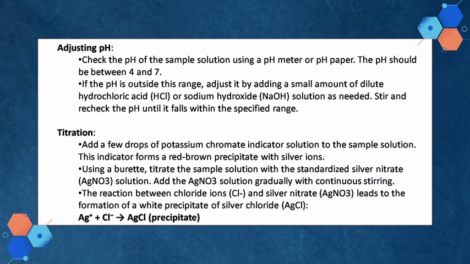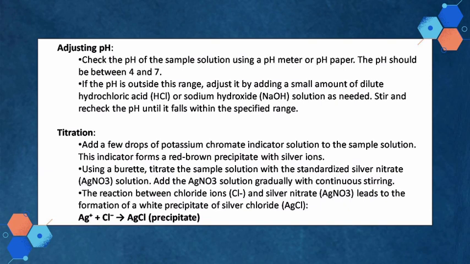Next is adjusting pH. Check the pH of the sample solution using a pH meter or pH paper. The pH should be between 4 and 7. If the pH is outside this range, adjust it by adding a small amount of dilute hydrochloric acid, HCl, or sodium hydroxide, NaOH, solution as needed. Stir and recheck the pH until it falls within the specified range.